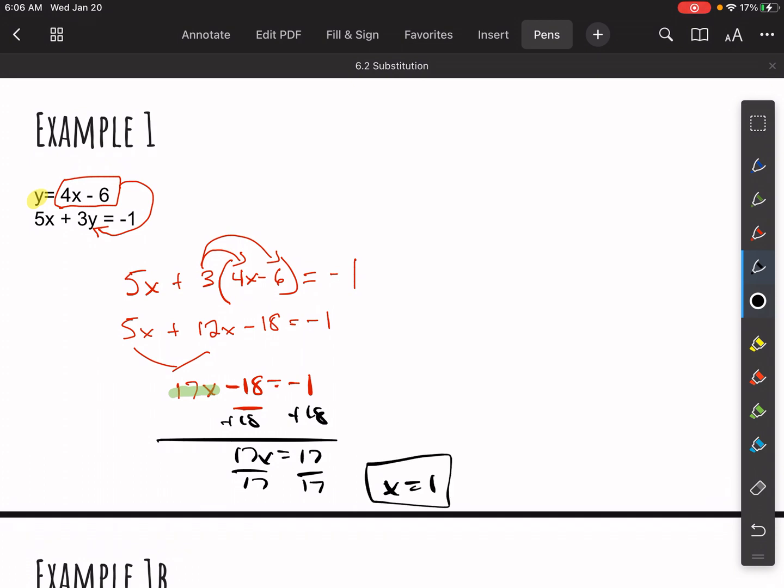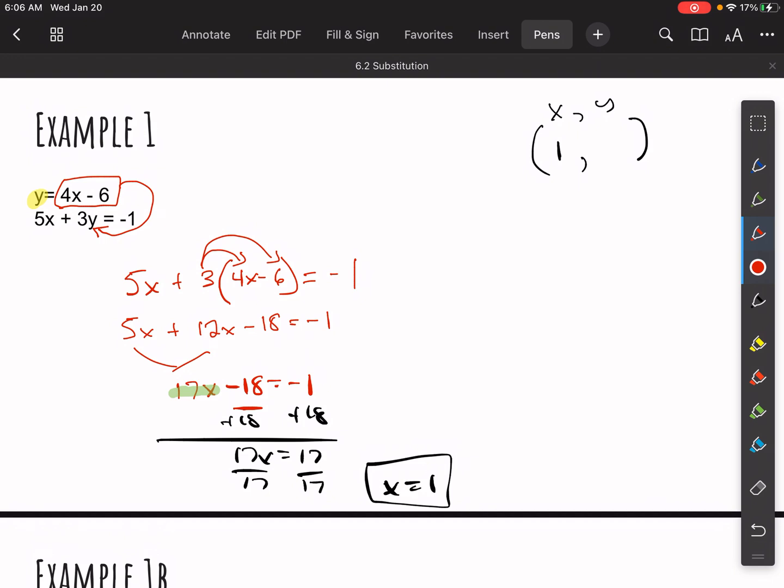So that's part of my answer, but don't stop there because it's a coordinate. Remember that the solution that we're looking for is a coordinate, an xy coordinate. I know that x is 1. Now you can take that 1 and plug it back in for either of the x's, because this x has to be the same in both equations. So I'm going to go back into my first equation.